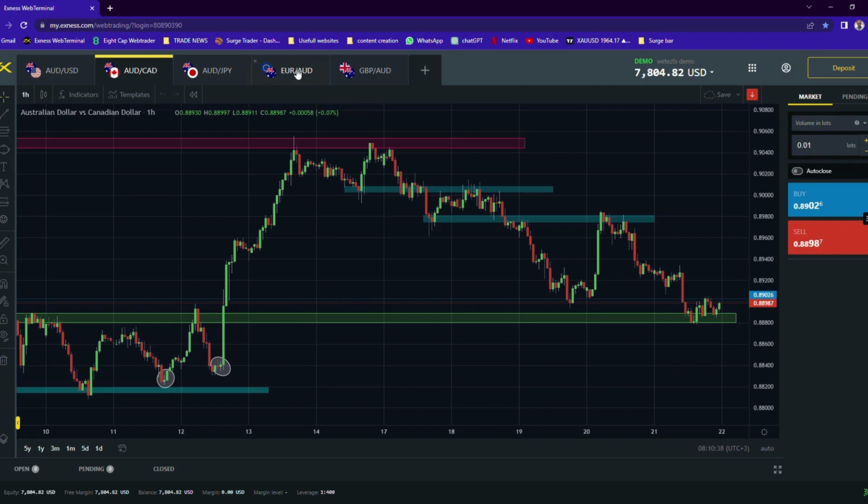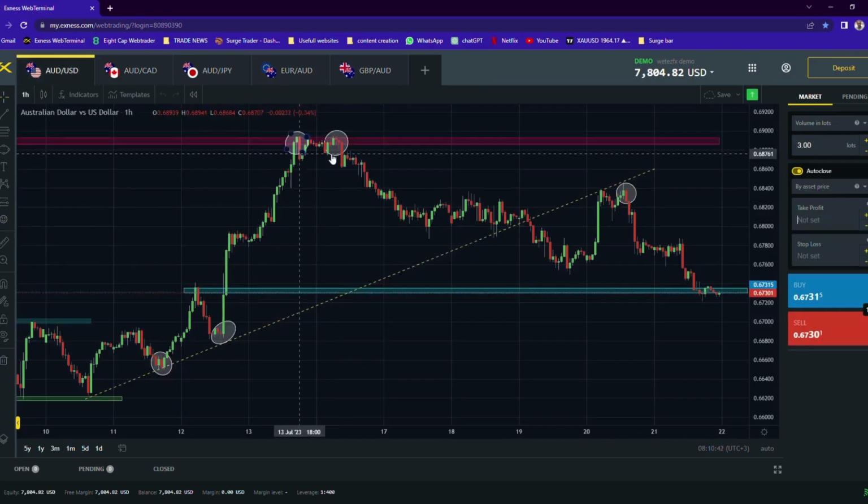Okay, let's look at now the negative correlation, which is Euro AUD and GBP AUD. So the same entries right there, we'll try to look for them on the negative side. So this is a confirmation of a sell on AUD USD. It means we are going to look for this confirmation on the buy side of Euro and GBP AUD.